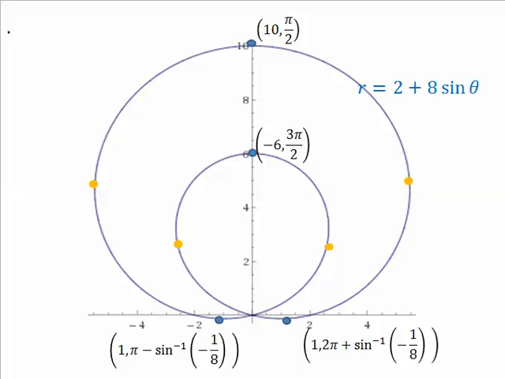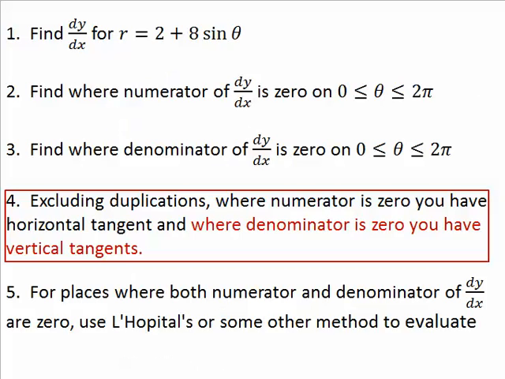Now, just a reminder, we did not have duplications. Therefore, we do not have to do step 5. There was no place where the denominator and the numerator are both 0. And that's excellent. It makes our life much easier, which is good because the problem was hard enough as it was.